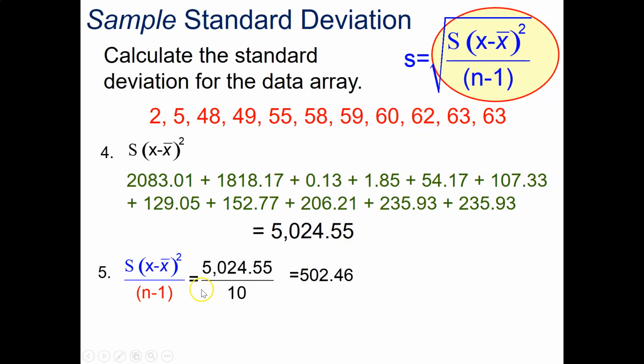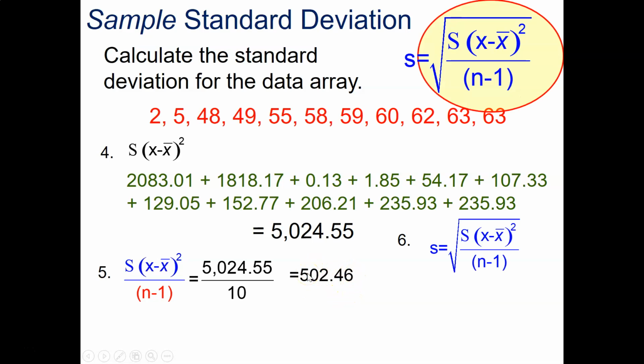The very last step is to then take the square root of that. So this is considered to be the variance, this 502.46. That's what's called the variance. If we take the square root of that, we then have the standard deviation. So if I take the square root of 502.46, we get 22.42. Now, we're just finding standard deviation.